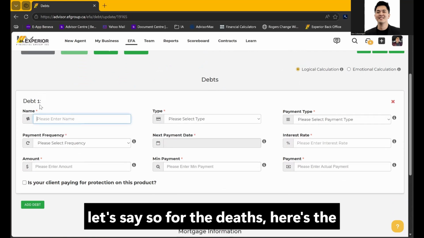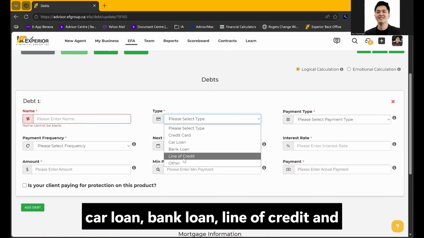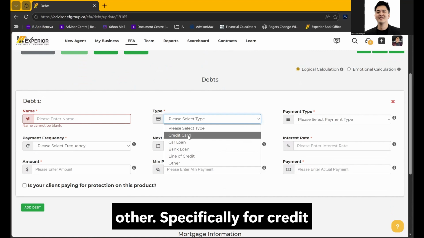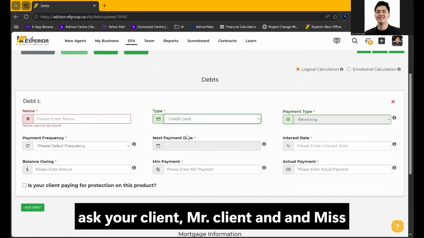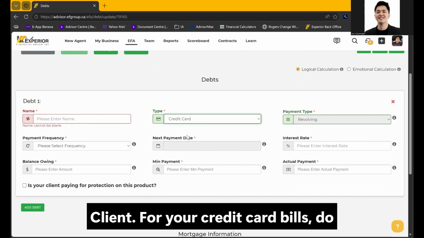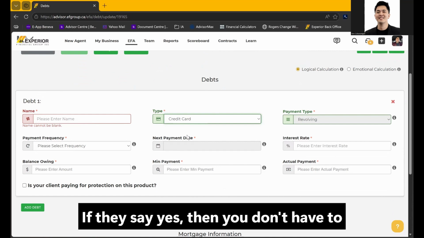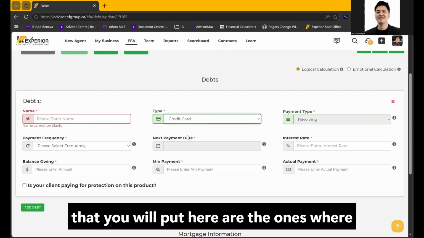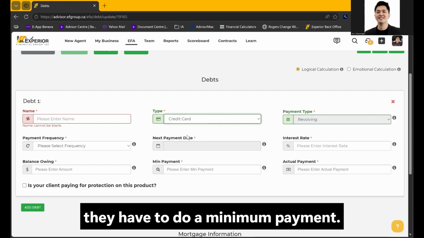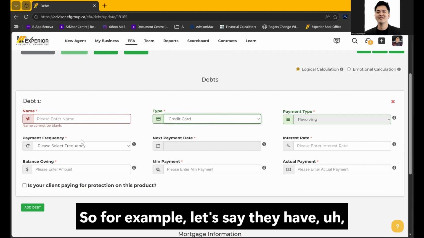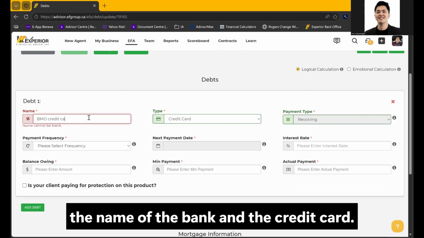So for the debts, here's the tricky part because there are different types of debts, right? Like credit card, car loan, bank loan, line of credit, and other. And specifically for credit card, you're going to ask your client, Mr. Client and Miss Client, for your credit card bills, do you get to pay it on time? If they say yes, then you don't have to put it here. The only credit card bill that you will put here are the ones where they can't keep up with the payments and they have to do a minimum payment. So for example, let's say this one is BMO credit card. So the name of the bank and then credit card.